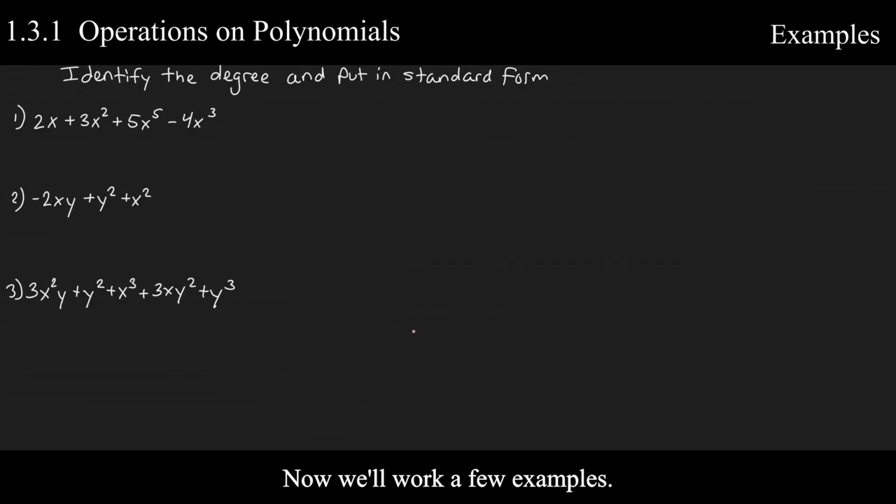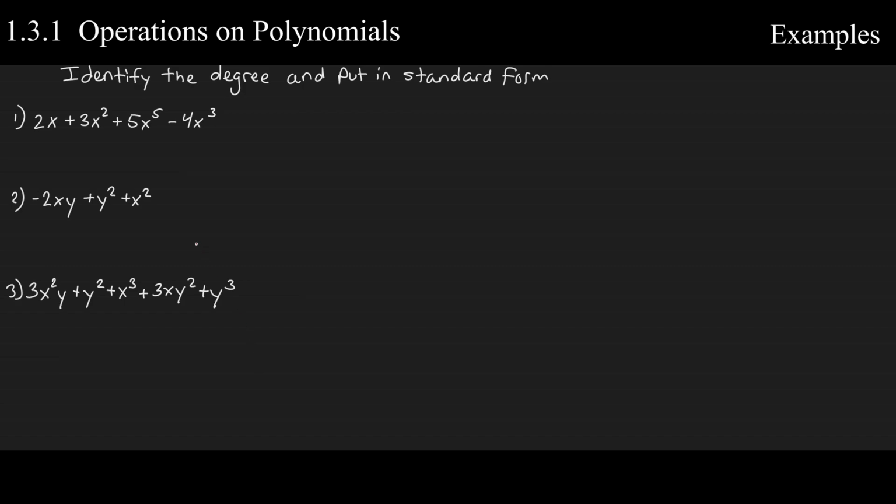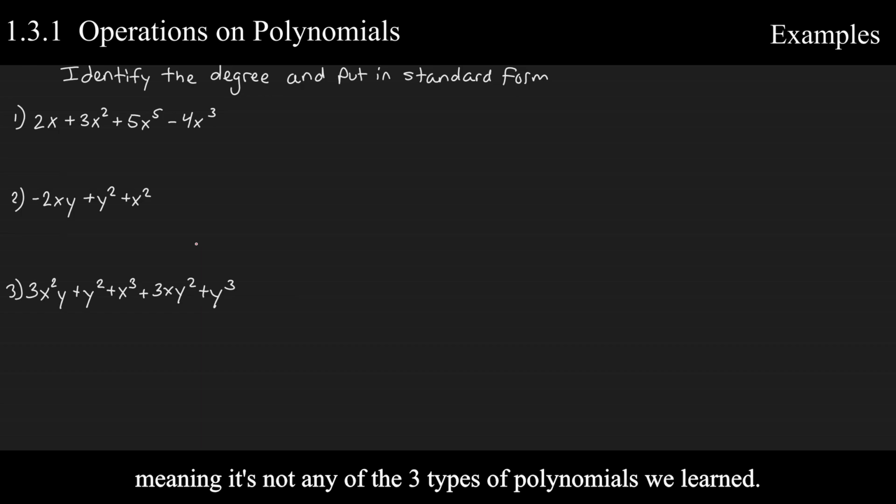Now we'll work a few examples. For these 3 examples, identify its degree and put it in standard form. Number 1: 2x plus 3x squared plus 5x to the 5th power minus 4x cubed. Notice that this polynomial has 4 terms, meaning it's not any of the 3 types of polynomials we learned.